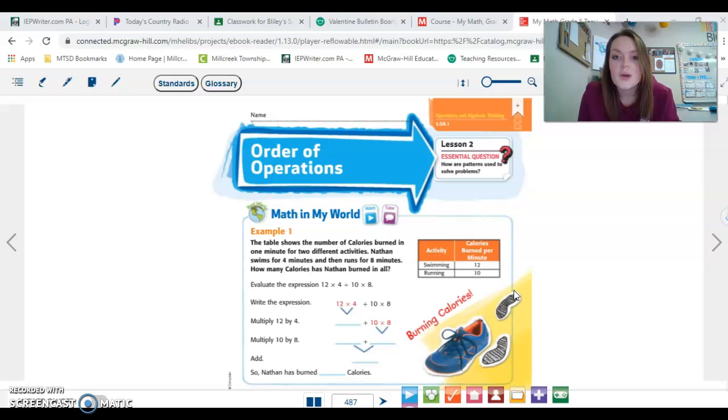Today's Monday. We are actually starting chapter 7 today. We're skipping lesson 1 and we will be on lesson 2 for today's lesson. We are on page 487 out of your textbook. Today we are working with order of operations.